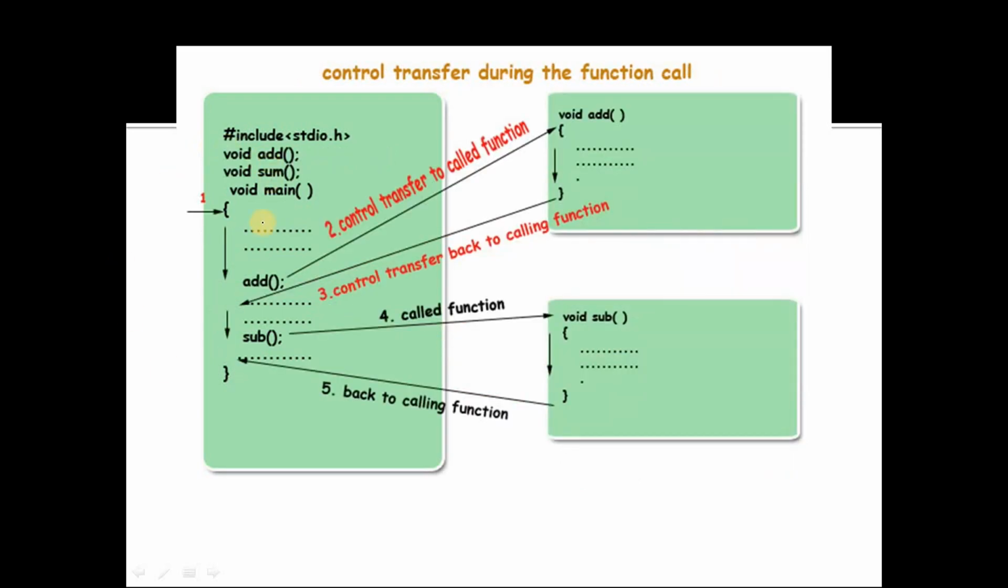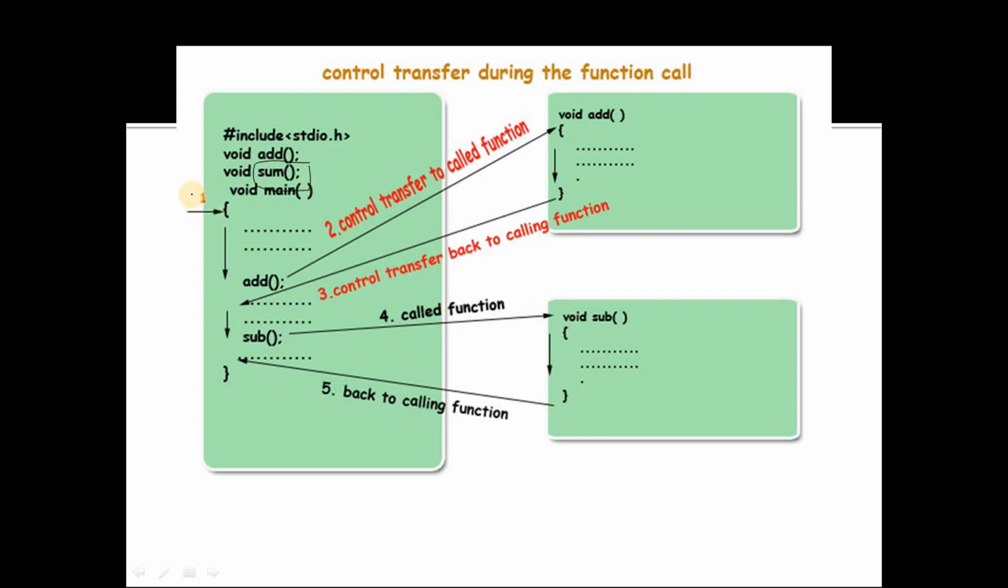This picture will explain how the control transfer will occur when you have more than one subfunction in your program. In this program we have two subfunctions, one is an add function, the other one is a sub function. Here a small mistake was made. Instead of sum, we need to write the sub function here. So these two functions are of no argument and no return value type.